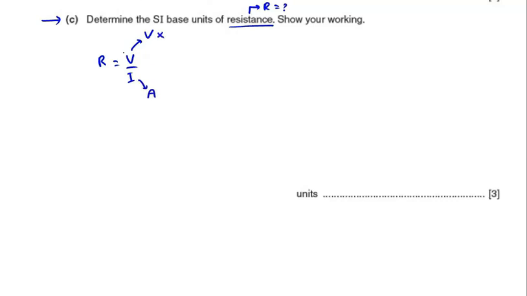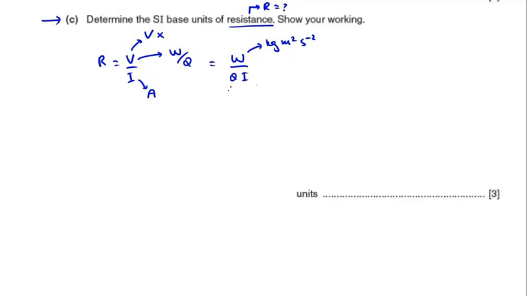So let's replace potential difference by its expression so that we can determine the SI base units of resistance. Now, we just stated in the previous part that potential difference is given by the expression energy transformed over charge. So replacing V by its expression gives W over QI. Students, the SI base units of energy are kilogram meter squared per second squared. Students, these are the SI base units of energy that have been given in part A.